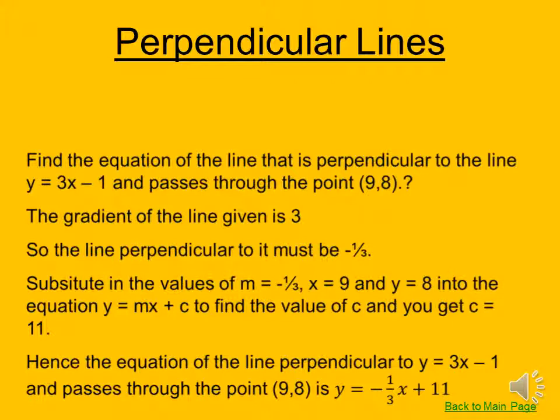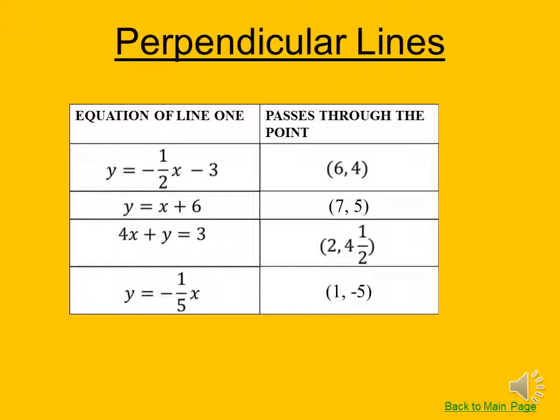You substitute in the values of m is equal to -1/3, x is equal to 9 and y is equal to 8 into the equation y is equal to mx plus c to find the value of c, and in this case c is 11. Hence, the equation of the line perpendicular to y is equal to 3x minus 1 and passes through the point 9, 8 must be y is equal to -1/3 x plus 11. Have a go at these. Remember, pause, work, play.